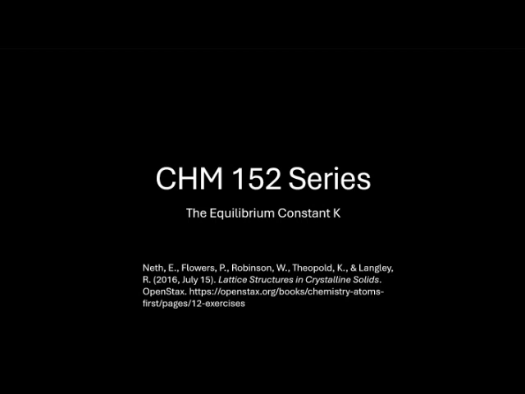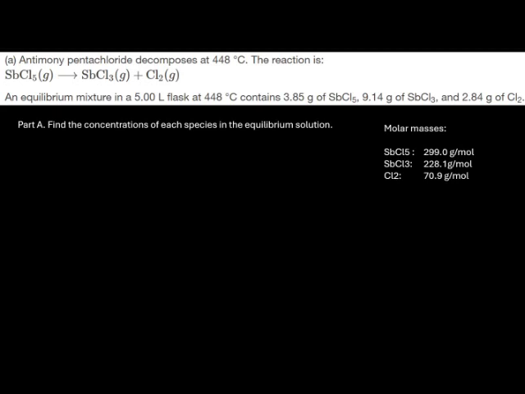In this video, we'll talk about how to calculate the equilibrium constant K through means different from what we've discussed previously involving free energy. This question says that antimony pentachloride decomposes at 448 degrees Celsius. It gives us the reaction. Our end goal for this reaction is going to be to find its equilibrium constant.